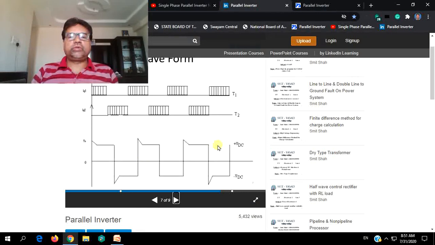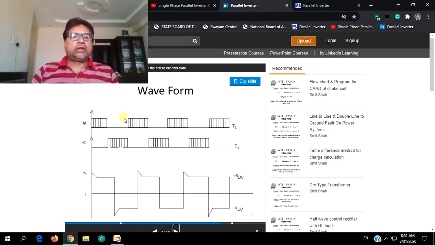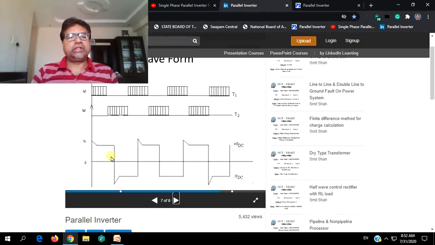And this is how the voltage fed to the load might look like. Just observe that the gate triggering pulses are given to the SCRs T1 and T2 once in every half cycle, and they will be sharing a quarter cycle. SCR T1 will be conducting for a quarter cycle, then SCR T2 will be conducting for a quarter cycle, and eventually the load voltage will be VDC.